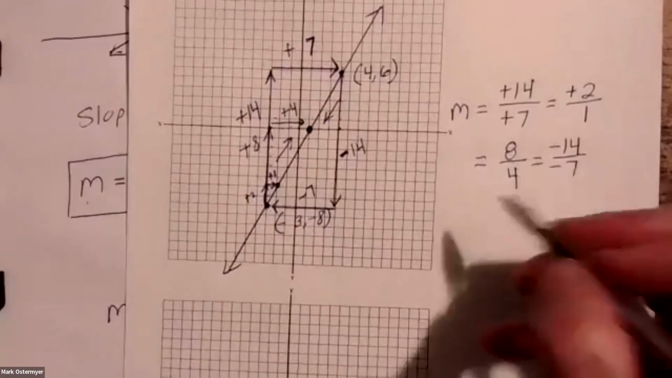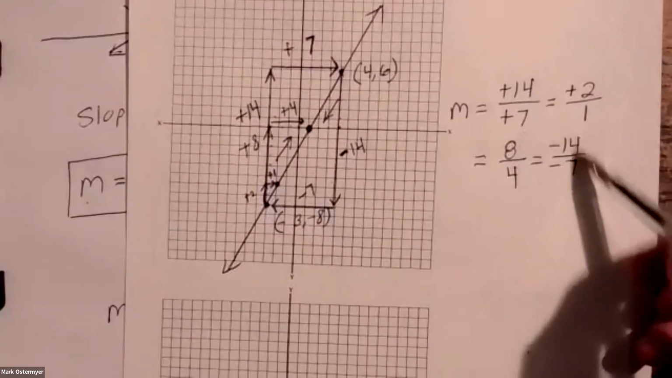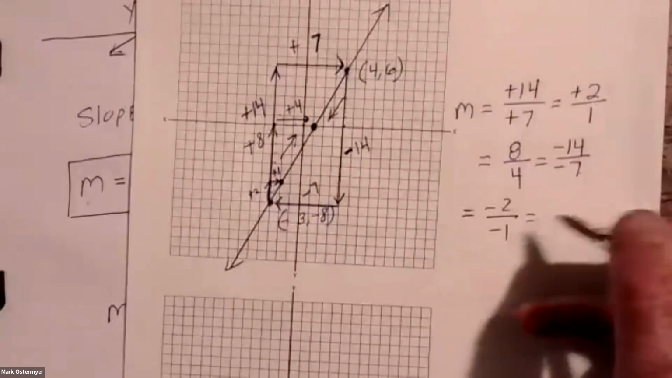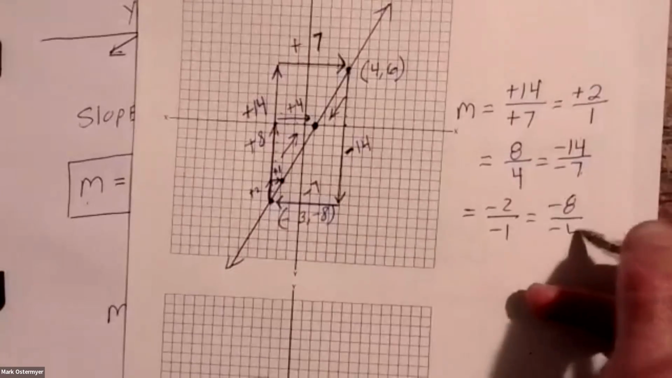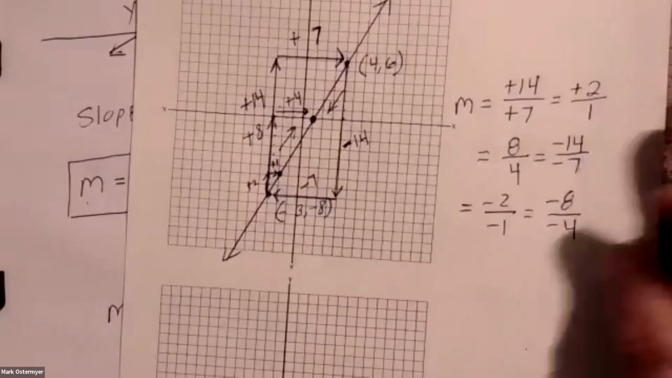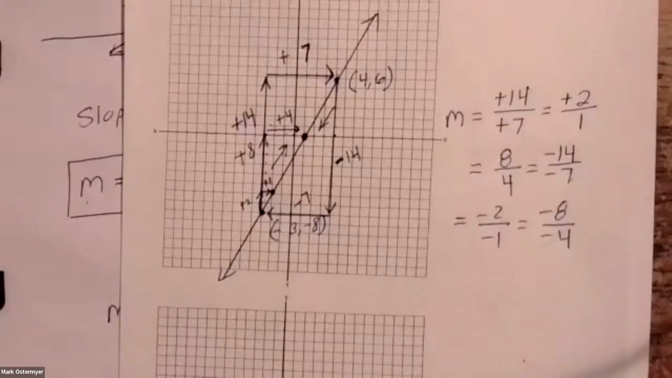So, you know, whether you call the slope 14 over 7 or negative 14 over negative 7, or you call it negative 2 over negative 1, or you call it negative 8 over negative 4, guess what? These are all equivalent to each other. Okay? Is this making sense how we determine the slope of that line visually, graphically?